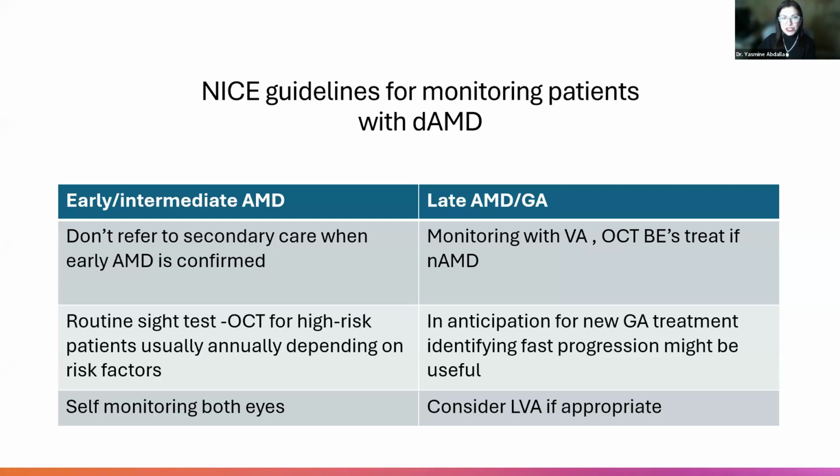Late AMD and geographic atrophy need to be monitored with vision and OCT of both eyes, and treated if neovascular AMD is found. So you can refer them to hospital eye services. And in anticipation of new geographic atrophy treatment, we need to identify those fast progression patients. And obviously consider low vision aids and sight support if required. If registration as sight impaired is required, patients also need to be counseled about that.